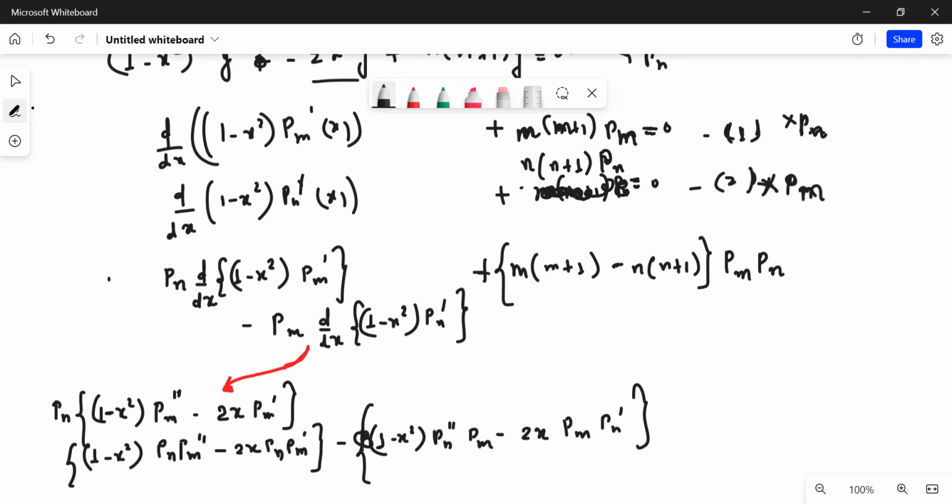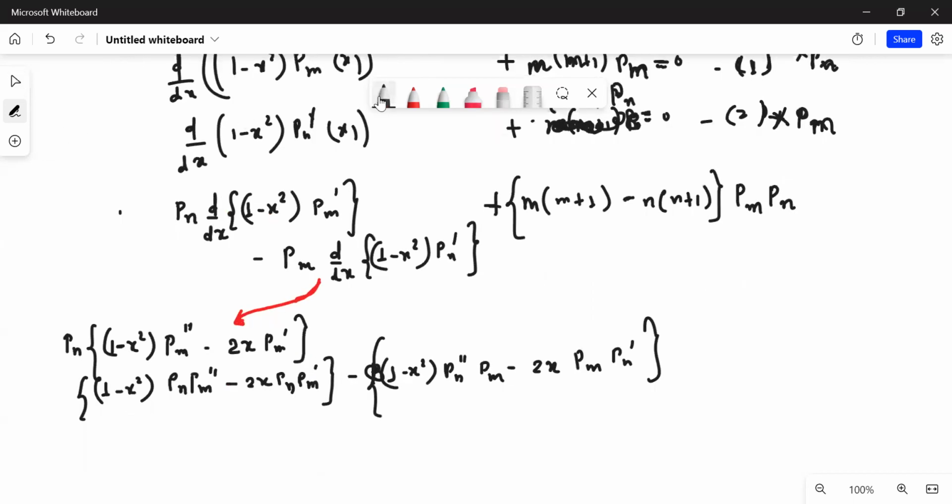Okay, and if I want to write it in a compact fashion, what I can do is write it in this form: d by dx of (1 minus x square), and then I can write Pn, and sorry, I can write Pn dash minus Pm dash. Why can I do so?